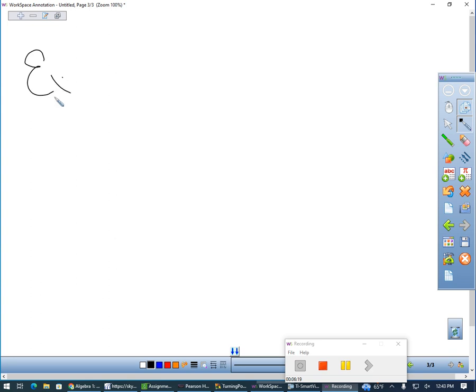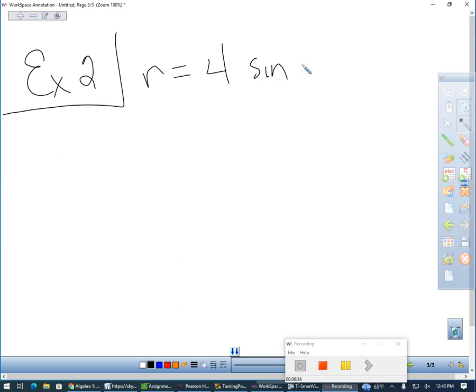Example number 2. Let's try another one a little bit different from that one. So what if I gave you r equals 4 sine theta? Again, I want to change it to rectangular. What am I going to do to both sides first? Multiply both sides by r. So I get r squared equals 4r sine theta.